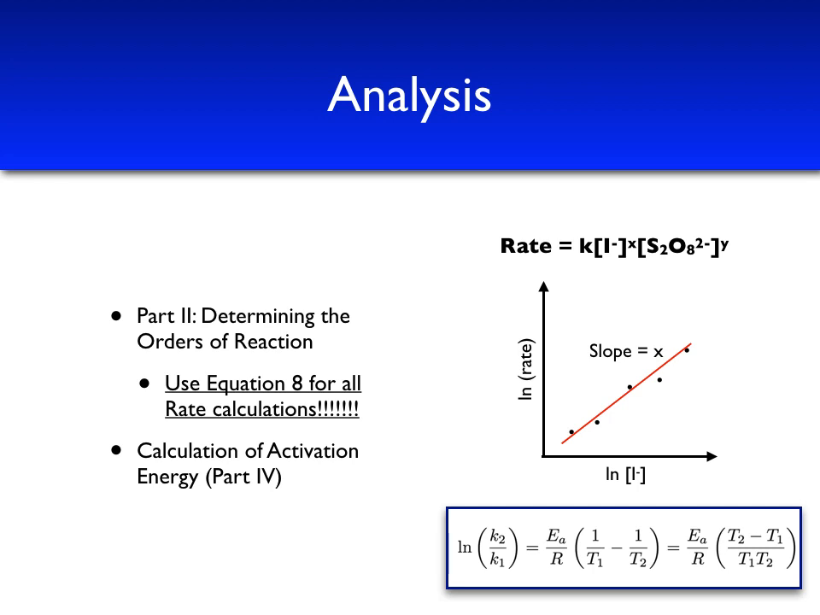Remember that R is equal to 8.314 joules per mole times Kelvin. This means that you want your temperatures in kelvins. You can accomplish this by adding 273 to the Celsius temperature.